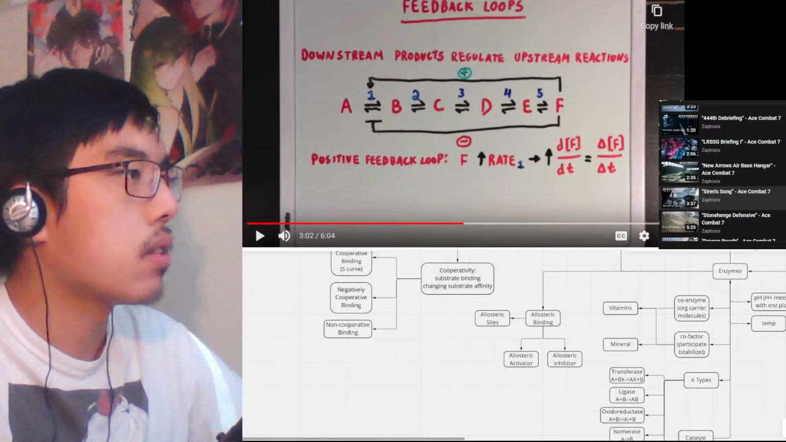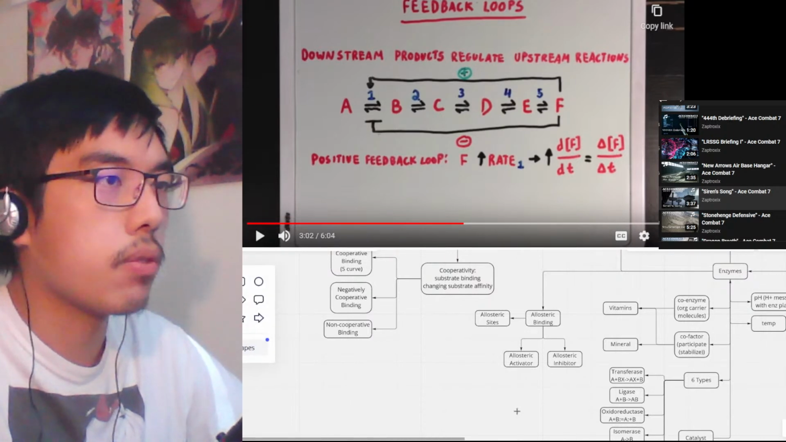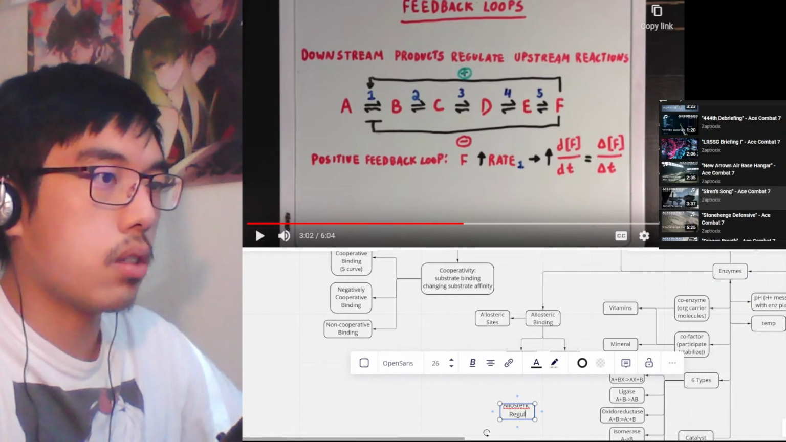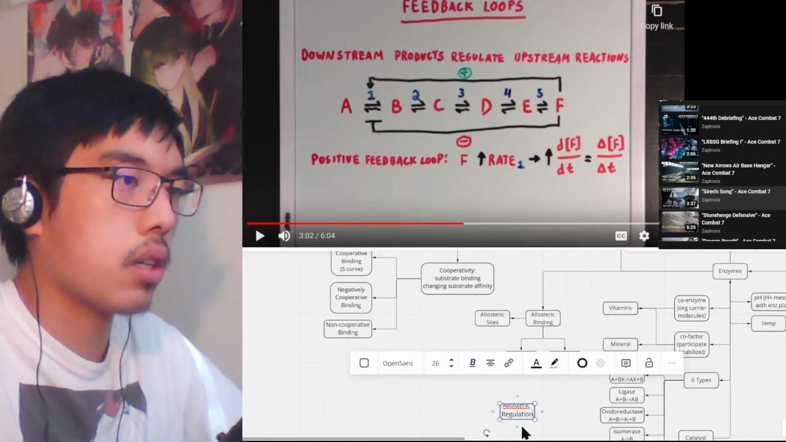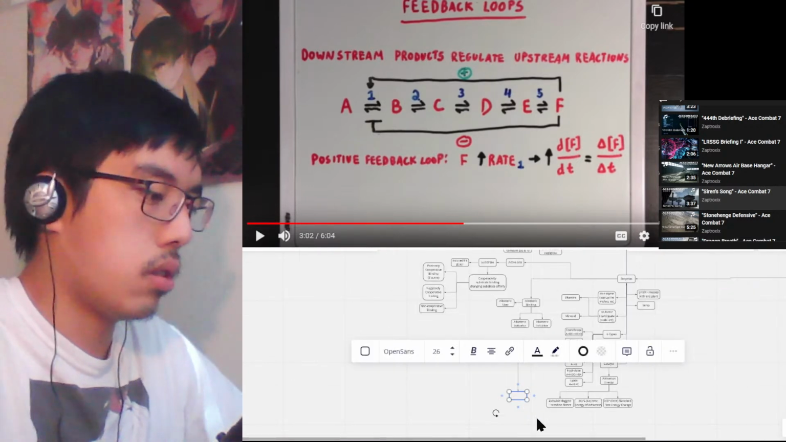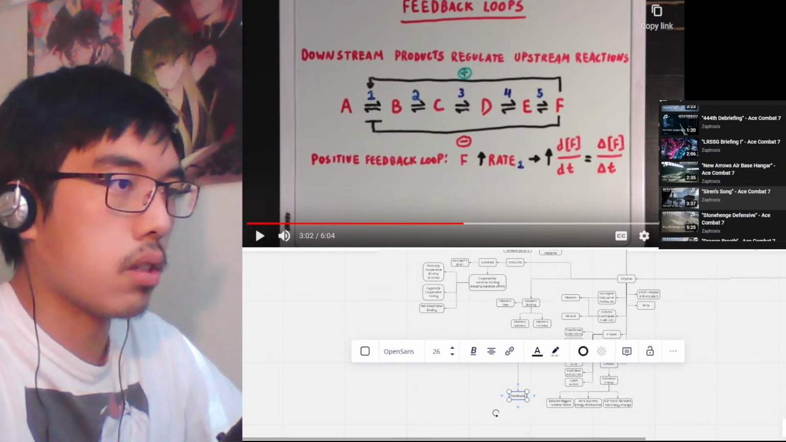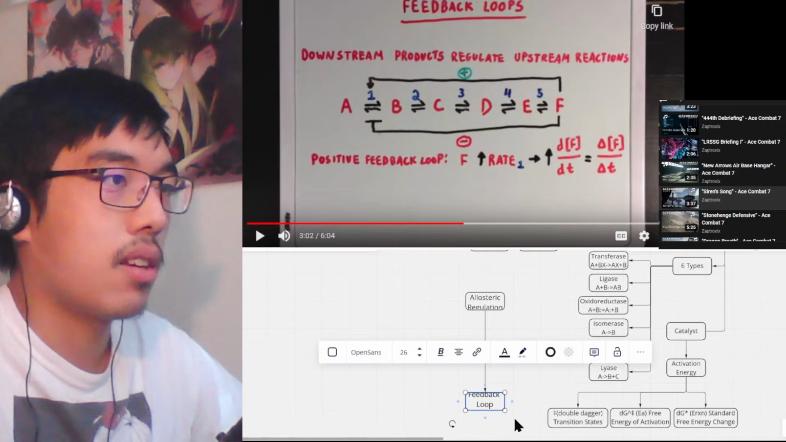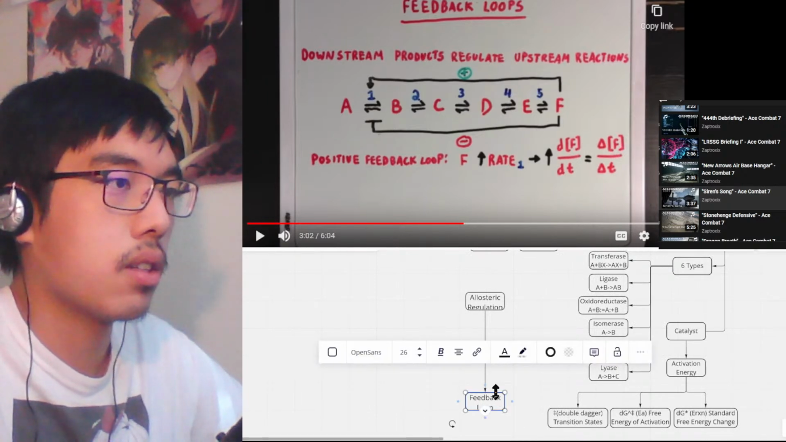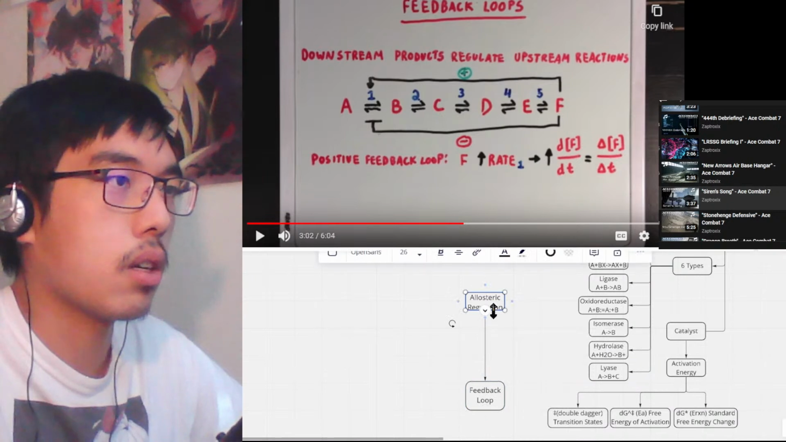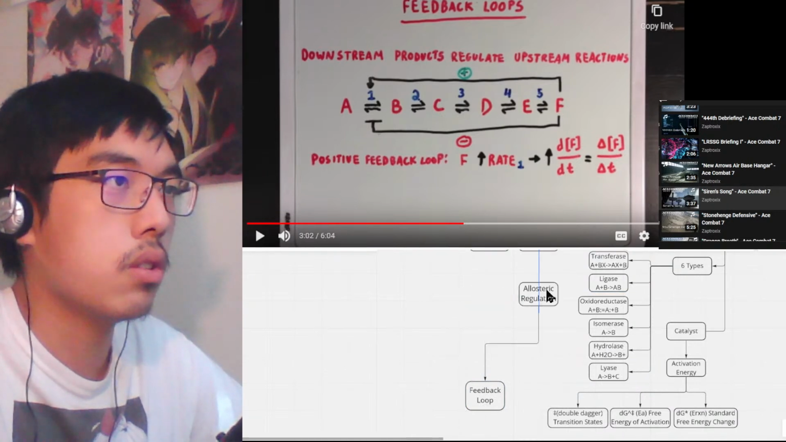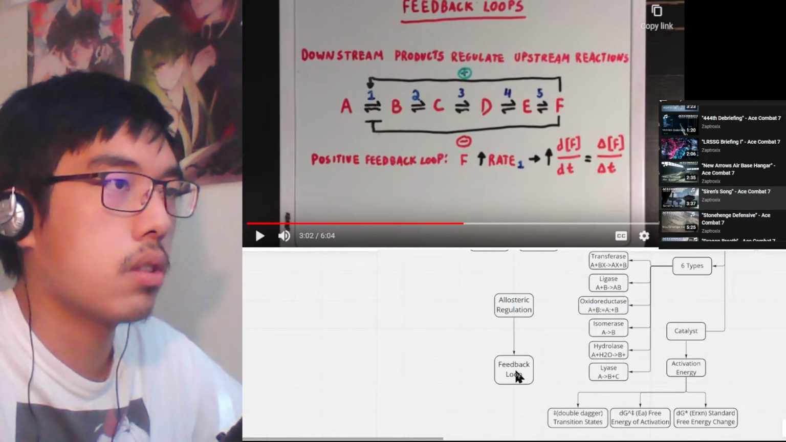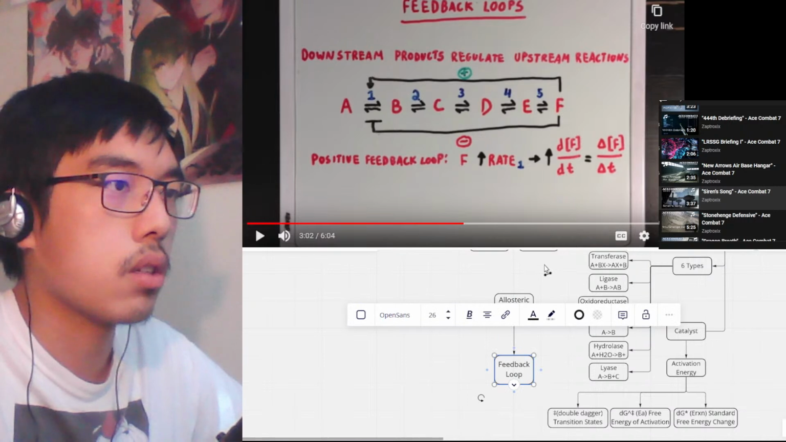Okay. Here's what we're gonna do. We're gonna have allosteric regulation. Separate box from feedback loop. Which then, not ironically, fittingly, we'll loop back around to include allosteric inhibitors and activators. So let's put this here. Loop this back around.